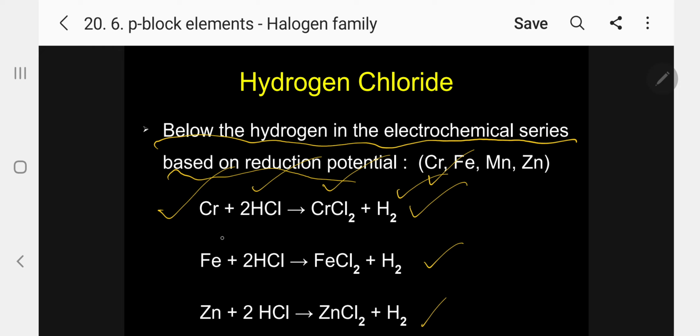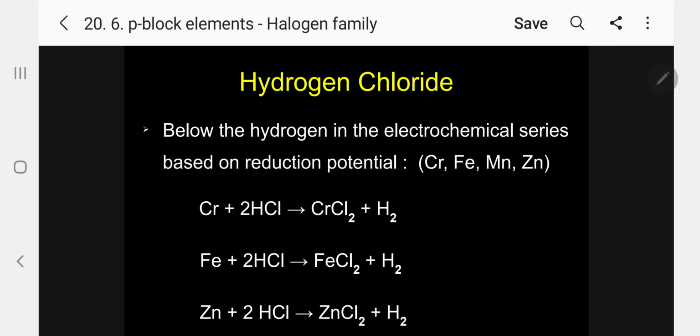These are all transition metals. Iron plus HCl gives ferrous chloride and hydrogen. Zinc and HCl gives zinc chloride and hydrogen. So these metals below hydrogen in the reduction potential electrochemical series normally produce hydrogen. We have already seen that the coinage metals do not react.